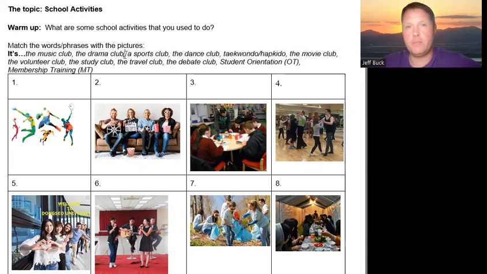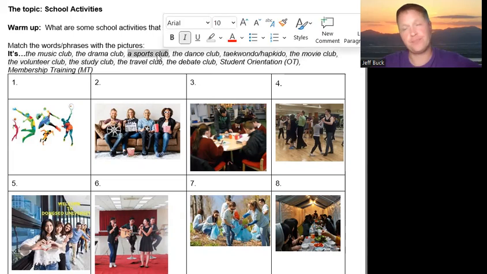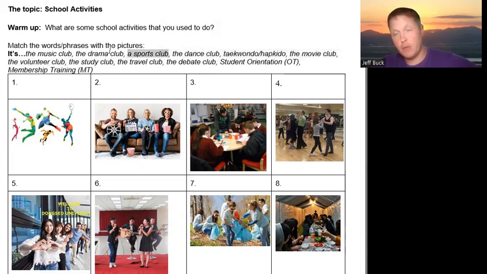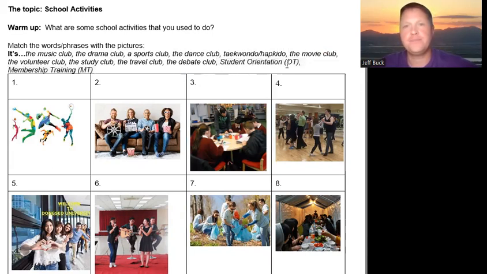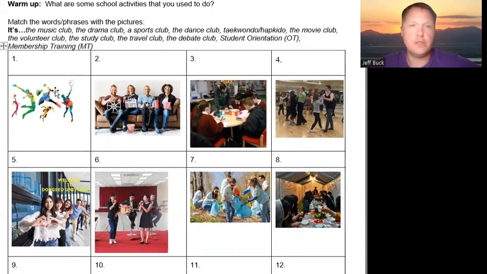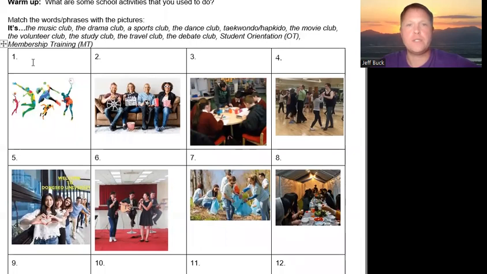So the reason I have a sports club is because there might be the basketball club, the volleyball club, etc. And these two, student orientation and membership training, are clubs at the university that I teach at now. I'm not sure why it's OT, but anyways. So you can pause the video and fill in the blanks alone and then come back for the answers, or you can just do it with me. So I'm going to say what's number one, two, et cetera, and you're going to say it's whatever.